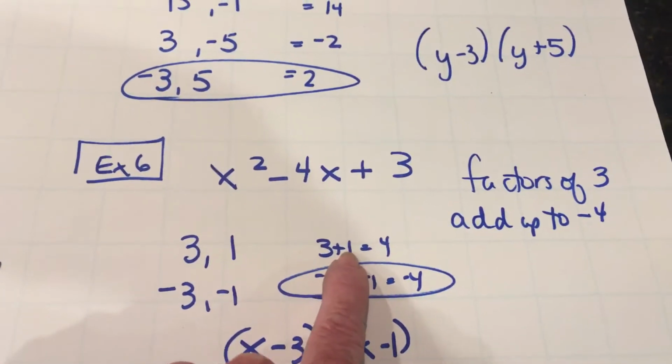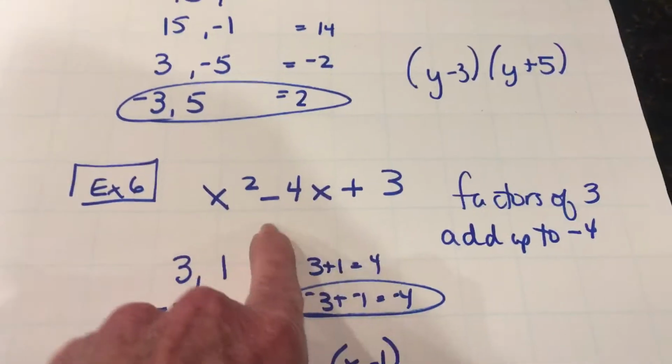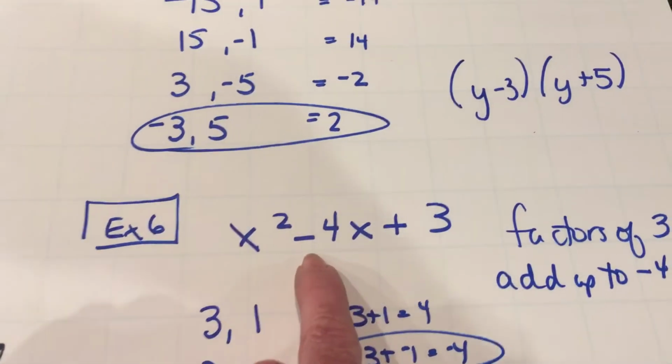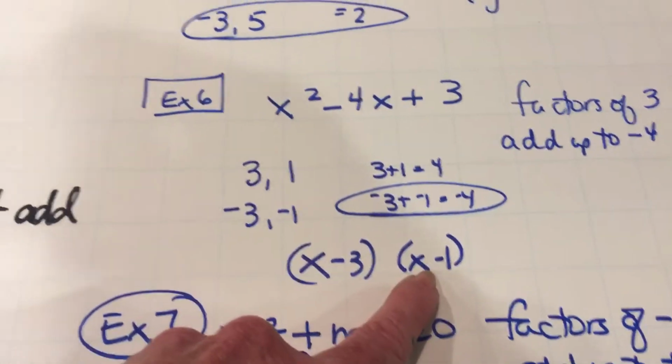So 3 plus 1 gives me 4. Negative 3 plus negative 1 gives me negative 4. So we want it to be negative 4. Factors of 3 that add up to negative 4. So that makes it x minus 3, x minus 1.